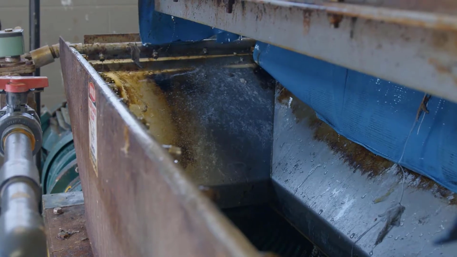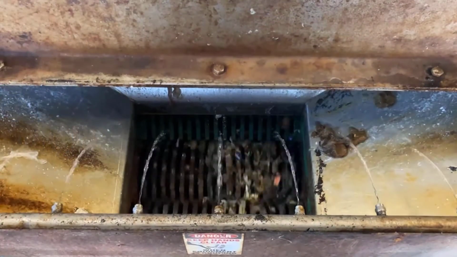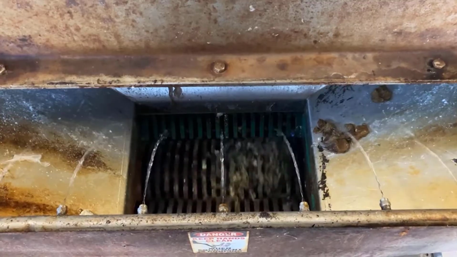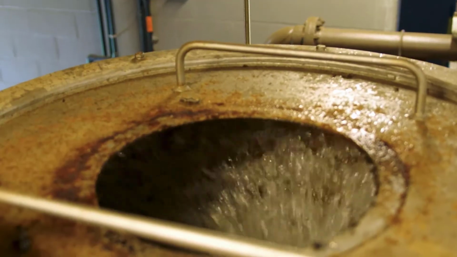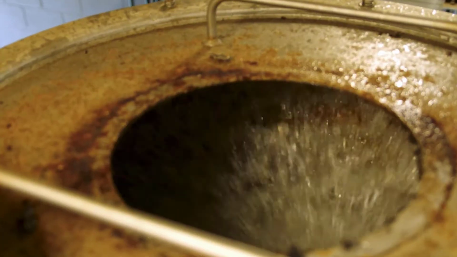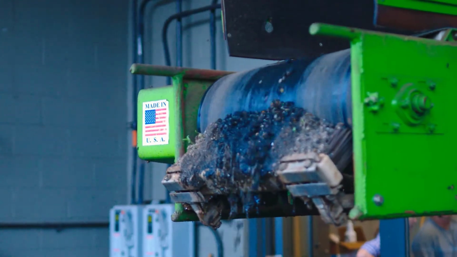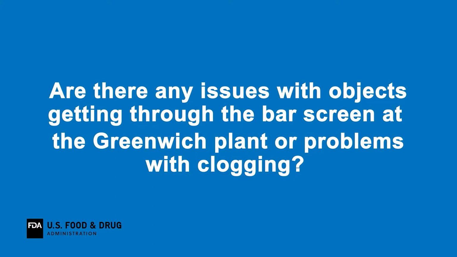Besides bar screens, other technologies such as rotary drums can remove solids with screen sizes down to 0.002 millimeters. This is typically followed by oil and grit removal by grease trap and aerated vortex. The ability of a wastewater treatment plant to handle physical debris facilitates its operational maintenance and biological treatment of the sewage. Are there any issues with objects getting through the bar screen at the Greenwich plant or problems with clogging?